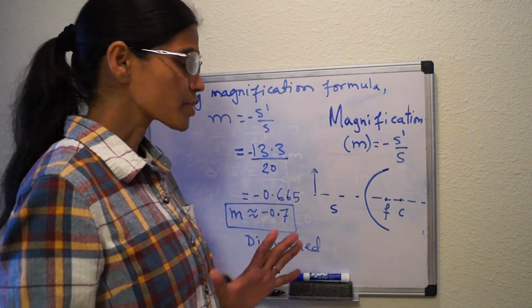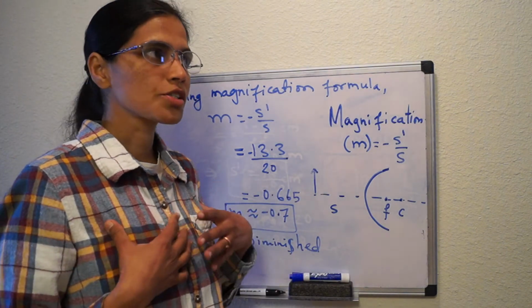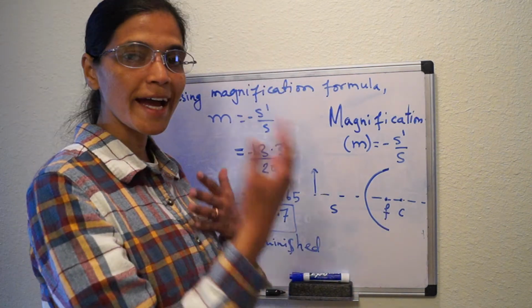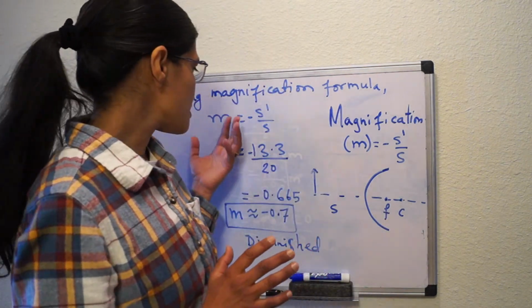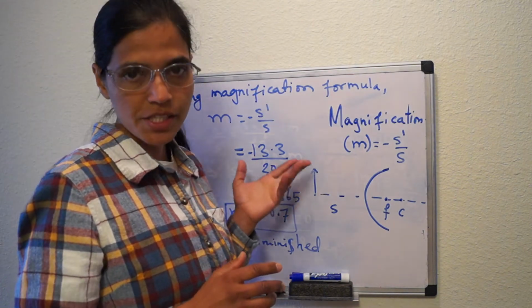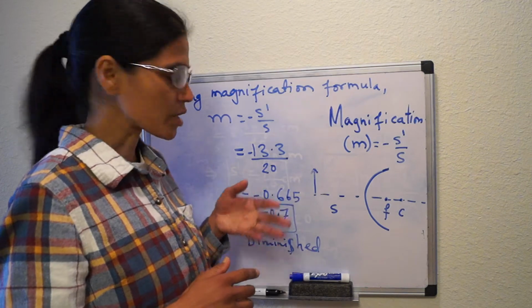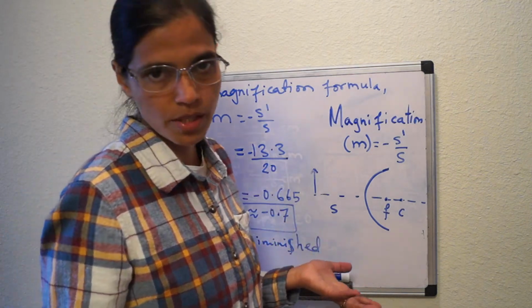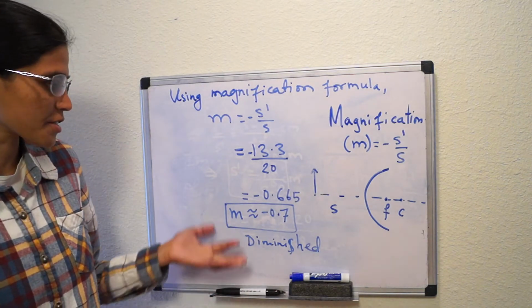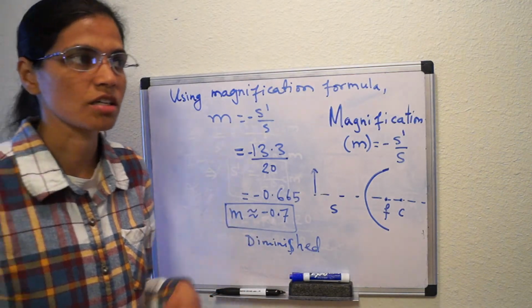Okay, so we can also draw how to locate the image. We can draw a ray diagram, but the easier way to do it is really to just calculate these distances using this formula and then locate the image. That's also possible, and you can also see whether the image is diminished or magnified.